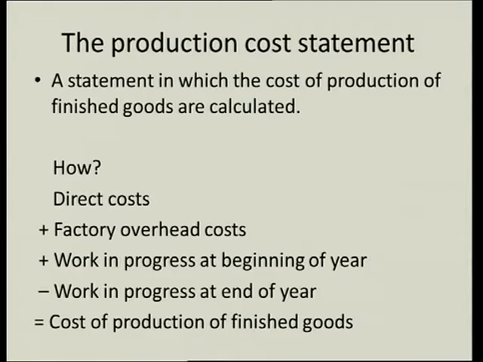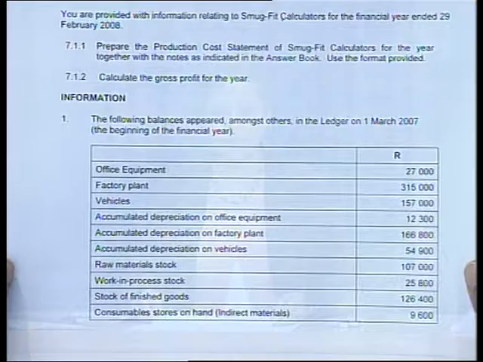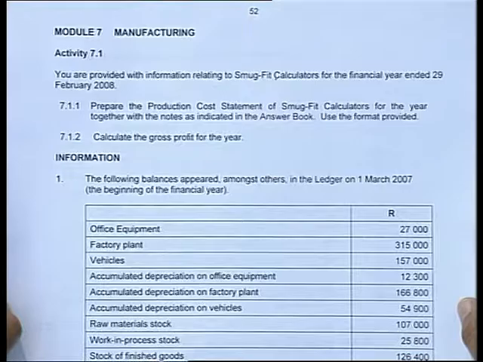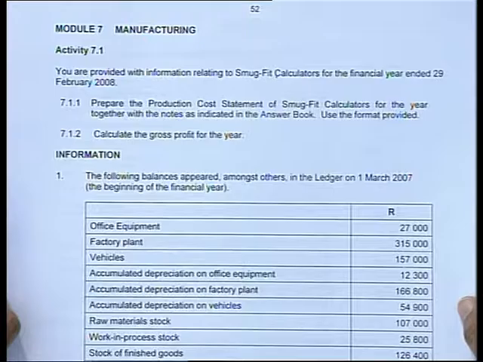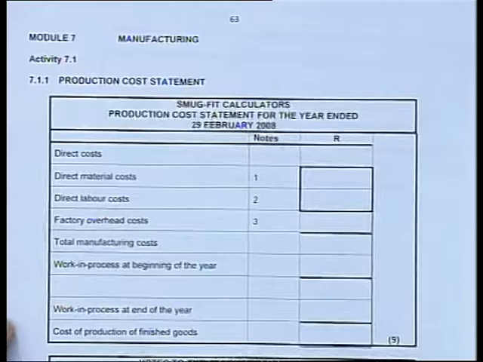So now that we've gone through some background, and we cannot assume that everyone knows this work, let's do a production cost statement. In front of me I have page 52, so please turn in your books to page 52, and we're going to do activity 7.1. It is the one on smug fit calculators. I have here your production cost statement, and that is found on page 63 of your answer book. So you have to have open in front of your learners page 52 of your question book and page 63 of your answer book, and we'll be working through it systematically.